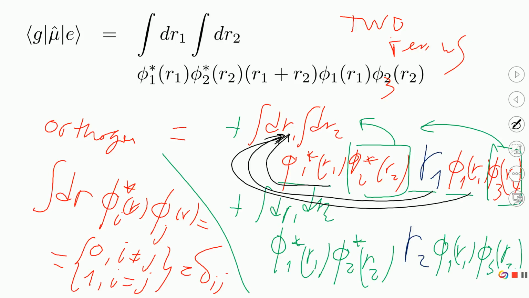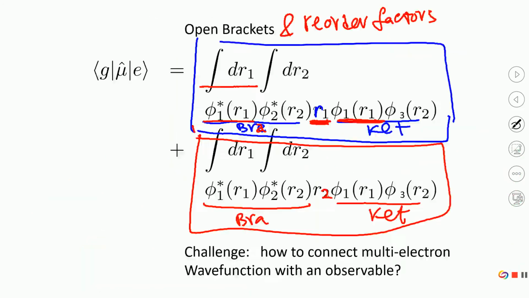But if we open the brackets, we will see that there will be two terms. Everything here are 1, everything there, plus everything here are 2, everything there. And we will use orthogonality relation, that product of orbitals integrated over a certain coordinate will be 0 if they do not coincide, 1 if they do coincide. Two terms.